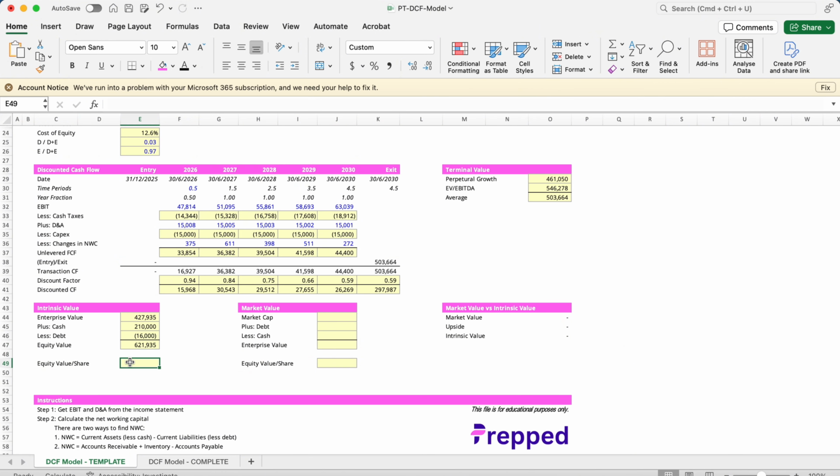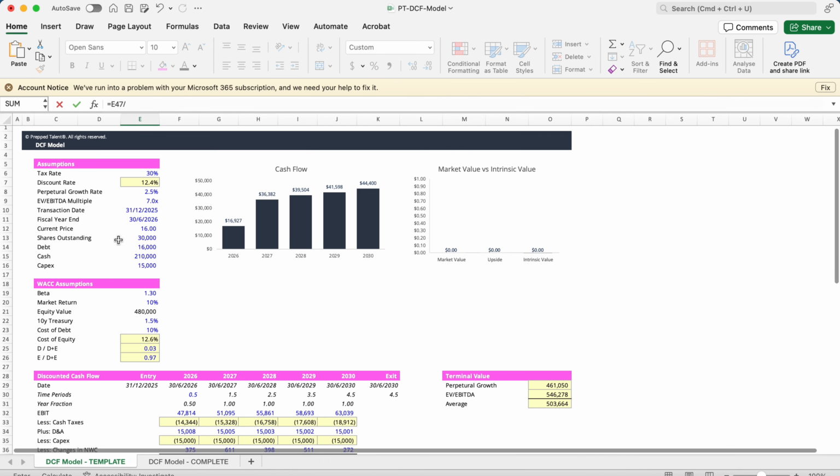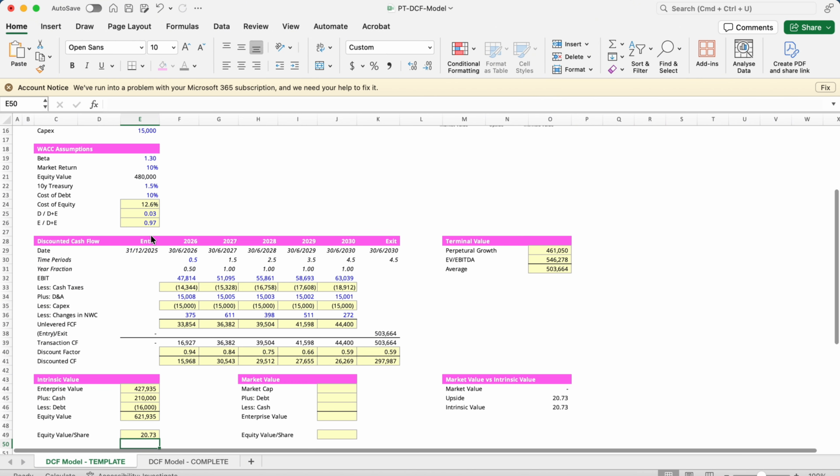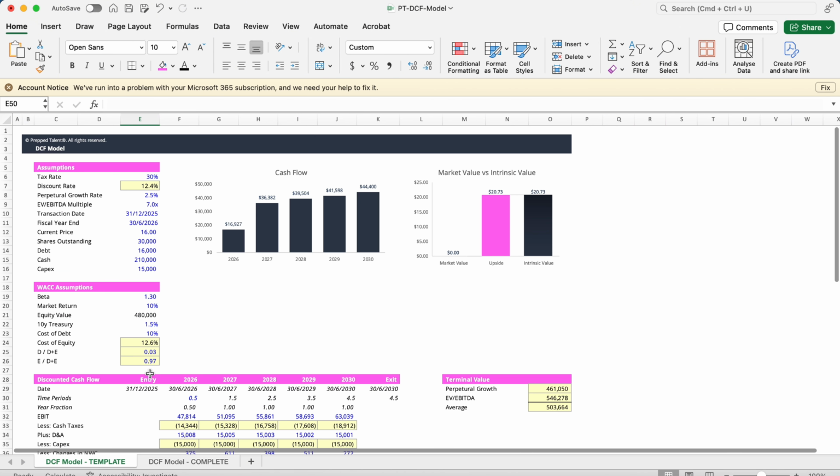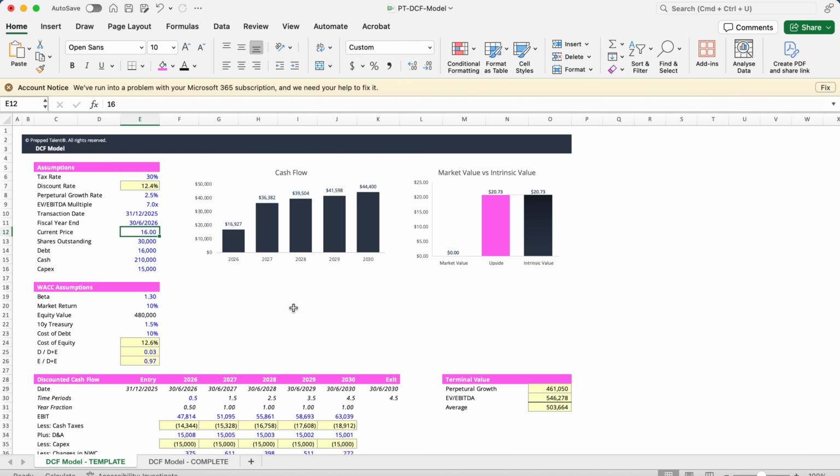Then we need to take the equity value per share, just so we can compare it to the share price today. We've got the shares outstanding there. So we've got 20.73. As we can see up here, the current price is 16. So these are filled out, or the upside and the intrinsic value are filled out.